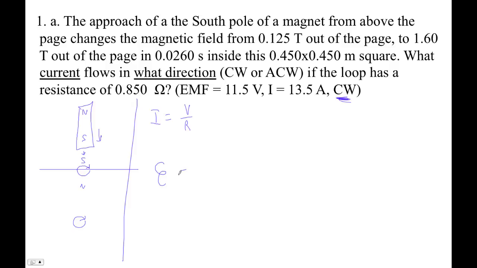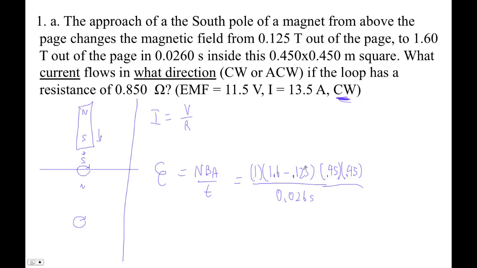Our voltage, or EMF, is going to be NBA over T. I guess it's just a single loop, so there's one winding. Our change in B is 1.6 minus 0.125, and the area is 0.45 times 0.45. And then our time is 0.026 seconds.